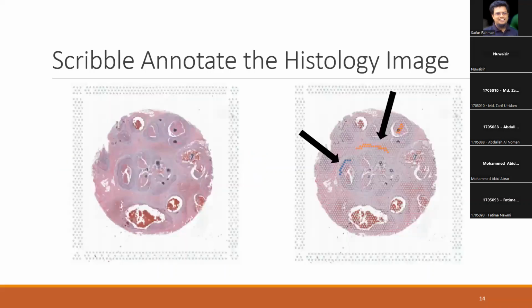After that, we take scribbles from expert annotators who can give some scribbles on the tissue histology image. Here we can see two scribbles. One is blue, which indicates a tumor region, and the orange scribble indicates a non-tumor region.